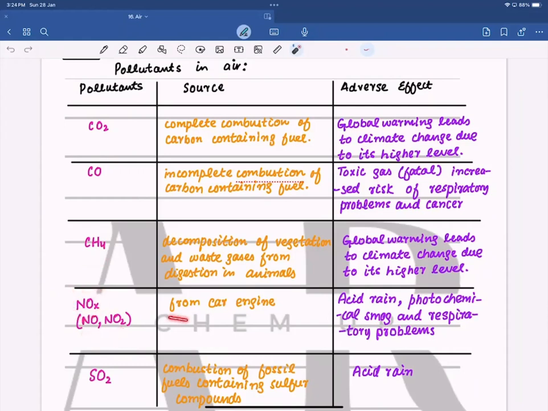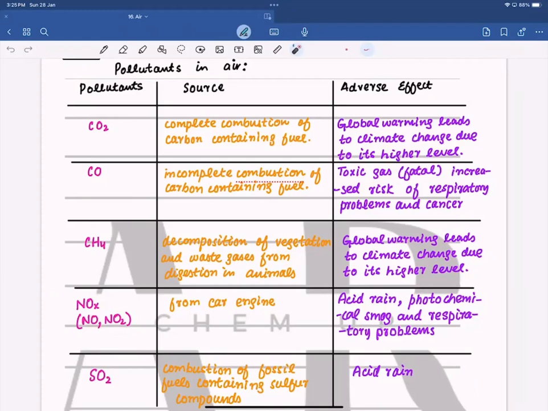Then we have nitrogen oxides, NO or NO2, both collectively called NOx. They are formed in the car engine when the fuel burns in air. The car takes in air inside, not just oxygen. So when that air goes inside the engine, where there is very high temperature and continuous sparks, nitrogen also reacts with oxygen and forms these oxides. And when they escape, they accumulate in our atmosphere.